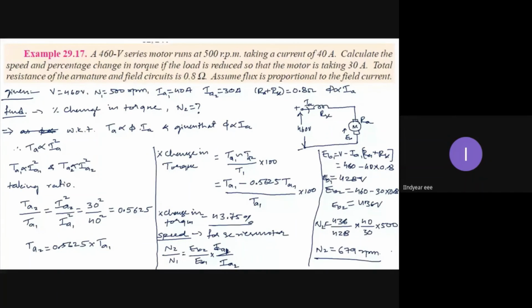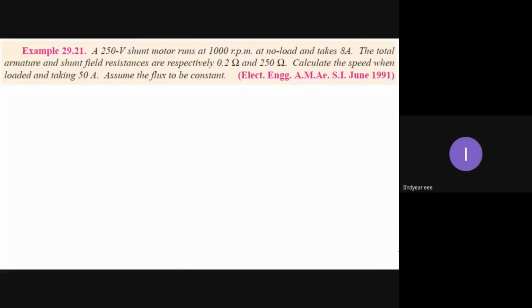This is how we have to use the relations to find the current, torque and speed depending upon the given things. Any doubts? You calculate this, solve it on your own. This itself is today's quiz. Solve it. Everybody should tell the answer.